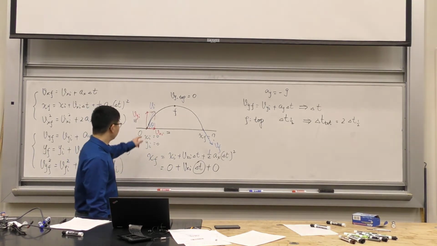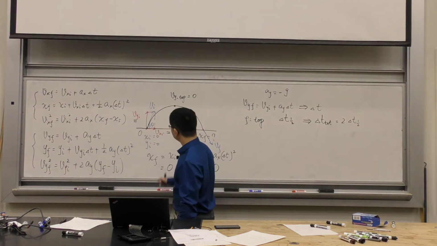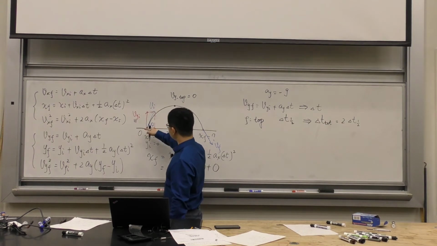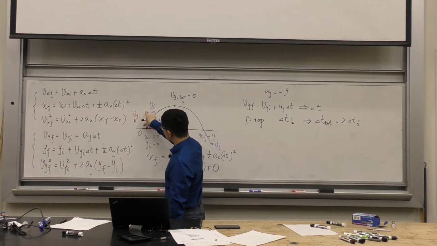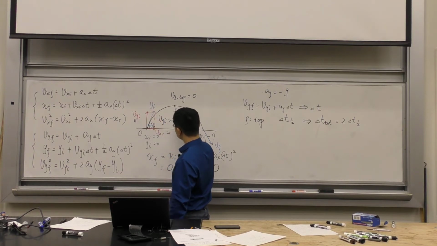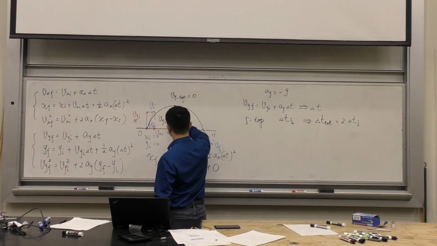Okay, let's see. So first of all, VYI, right? This is how you break it into x and y, right? Right triangle, use this right triangle. So VYI is this side, these two sides are the same. It's going to be hypotenuse times sine.